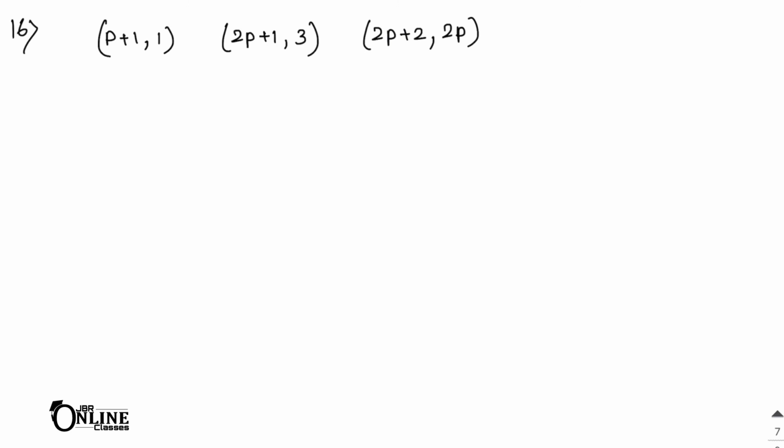So here you have to find out the area of the triangle of these 3 points. So here the first point is this one, second point is this one and third point is this one.